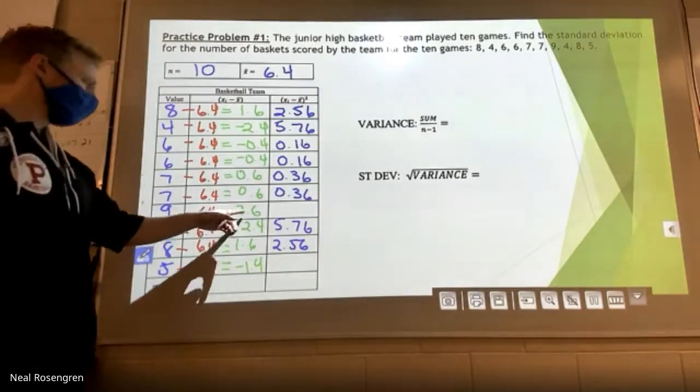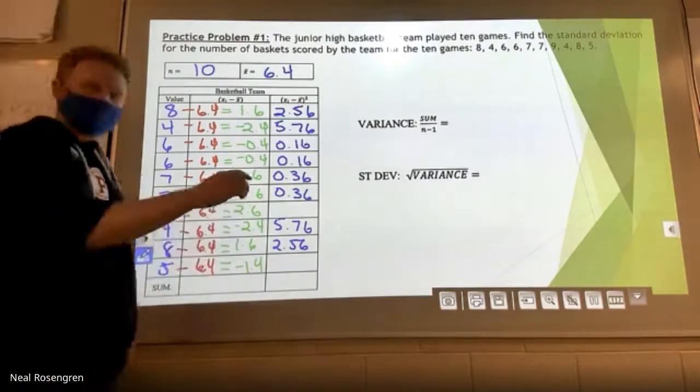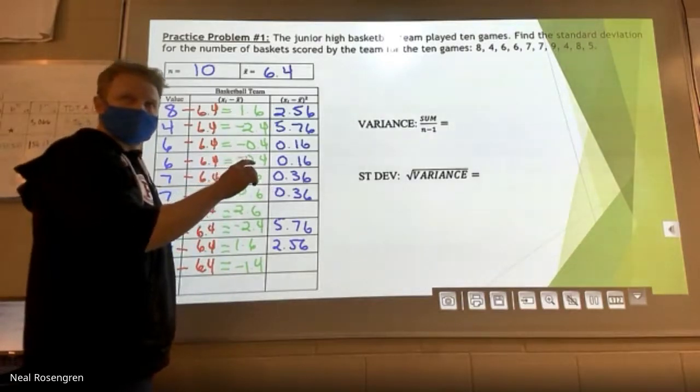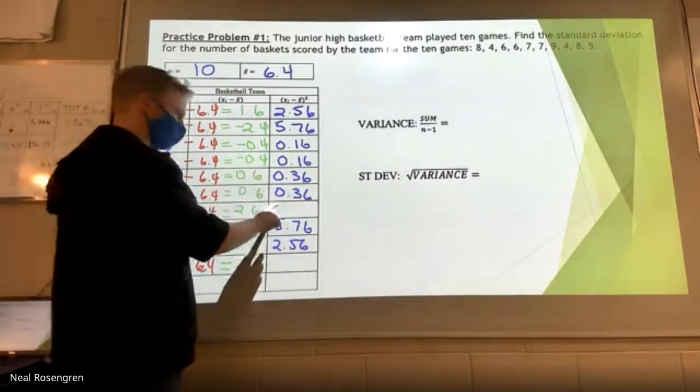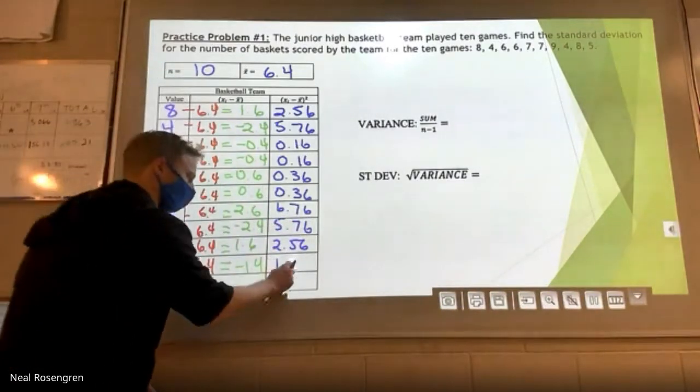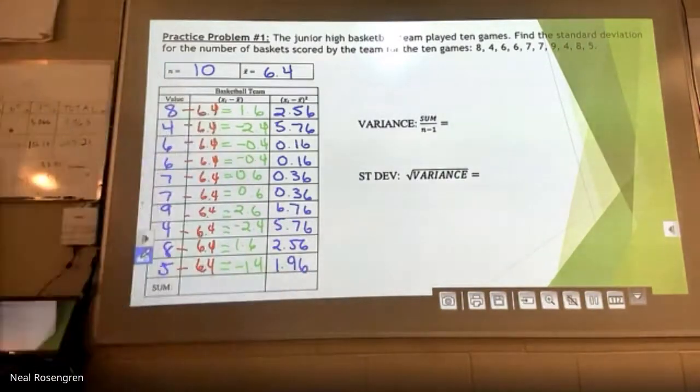2.6 squared, that's too big for me. I don't know what that is. Man, it's 2.6, 6.76. Cool. And then this should be 1.96, because 14 squared is 196.